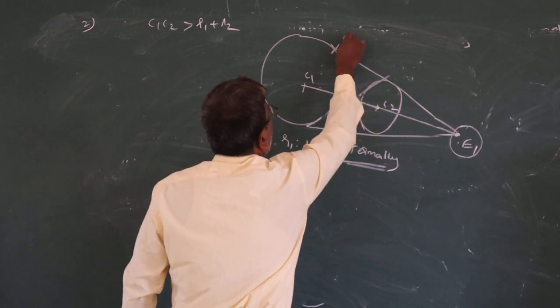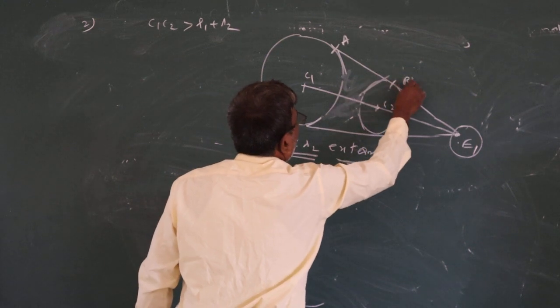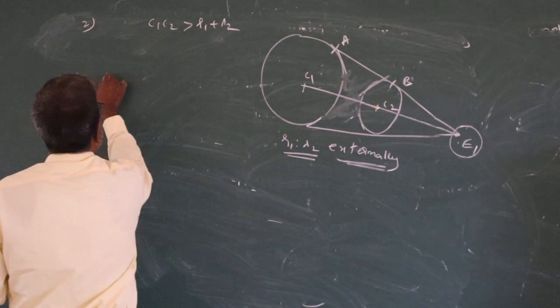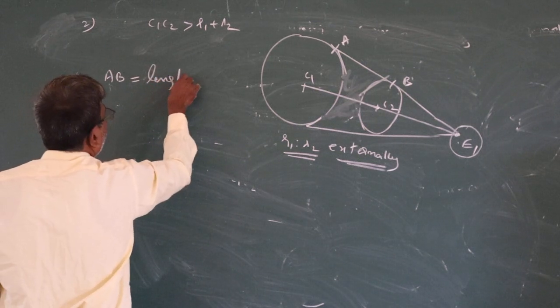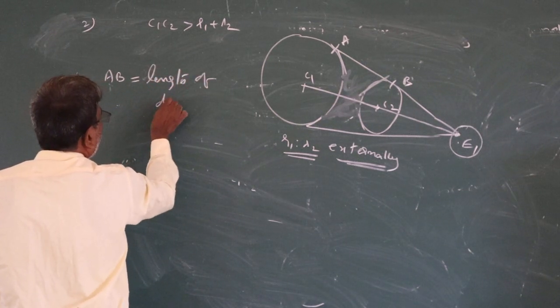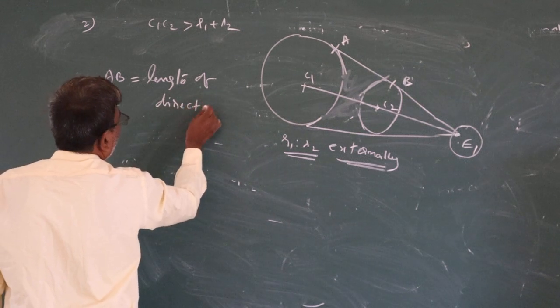Now this is AB. AB is called the length of the direct common tangent.